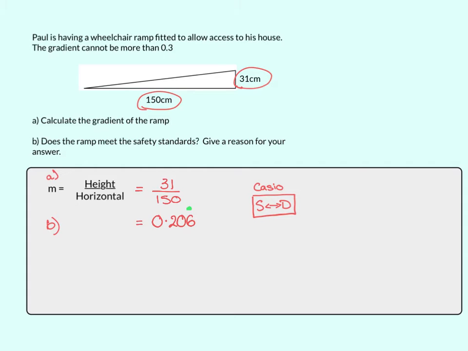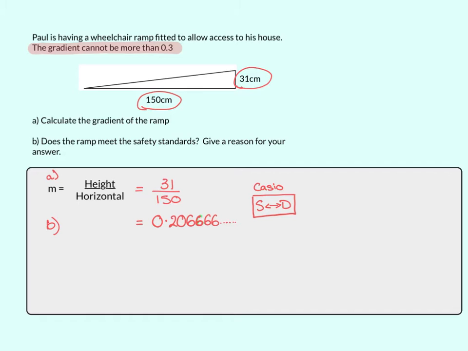Okay, so I've now got a screen full of numbers, which is much more like what I would expect. Oops, pop it back into the red one. There we go. Okay, and it looks like that. So, on to part B then. Does the ramp meet the safety standards? What was the safety standard? Where is it? The gradient cannot be more than 0.3.